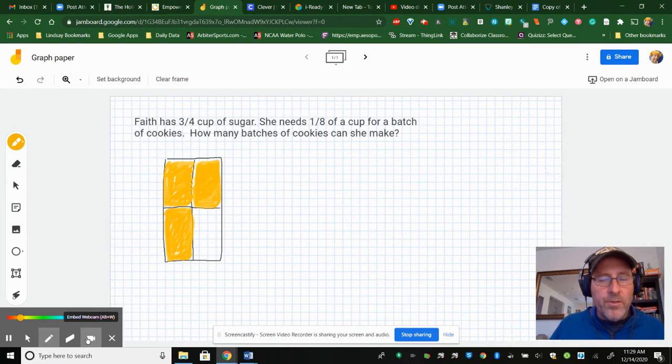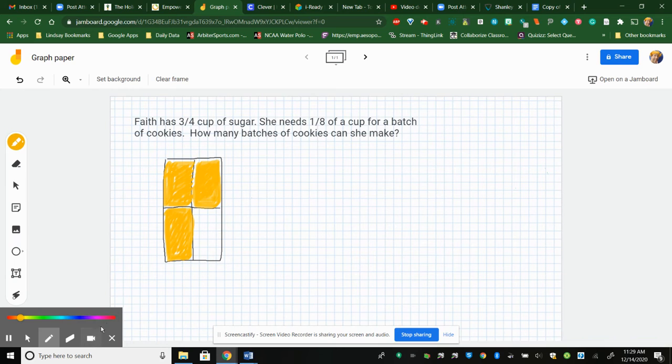Hello, my mathematicians. And what we're going to work on next is another word problem. And in this word problem, it says Faith has 3/4 cup of sugar. She needs 1/8 of a cup for a batch of cookies. So how many batches of cookies can she make?